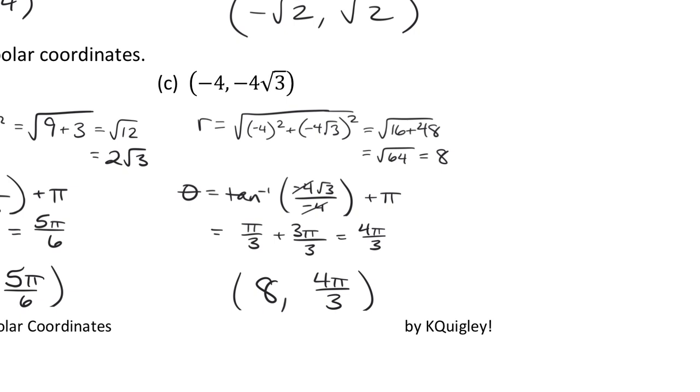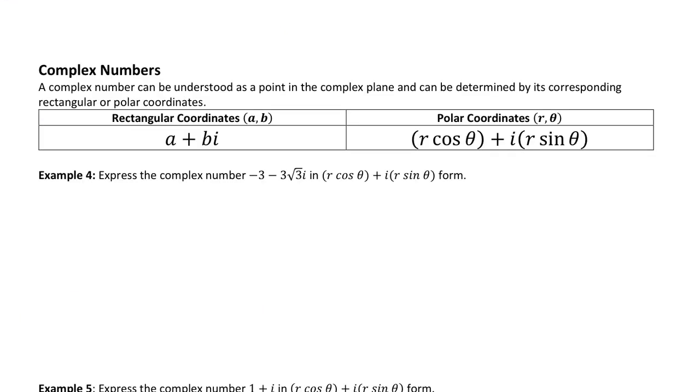So far today, we have graphed polar and converted polar to rectangular and vice versa. Those are the first two skills. On the back, we can also represent complex numbers, which are the numbers that have a real part and an imaginary part. We can represent these on rectangular coordinates, which is what you've done before, and on polar coordinates. A complex number can be understood as a point in the complex plane and can be determined using its coordinates either rectangularly or polarly.